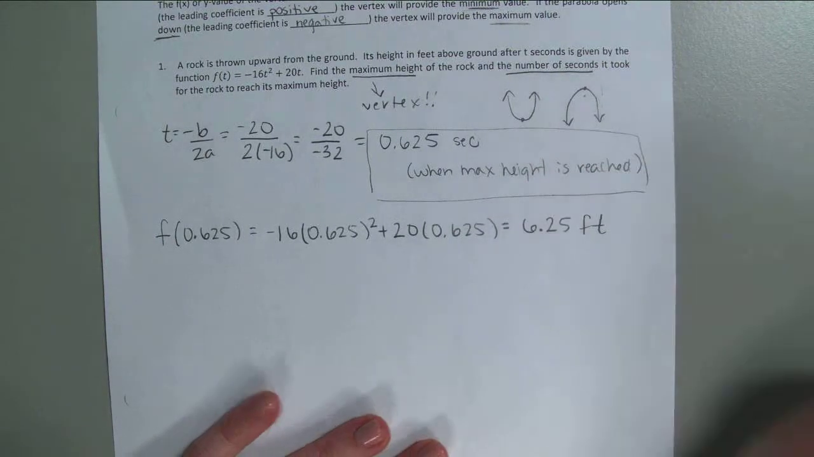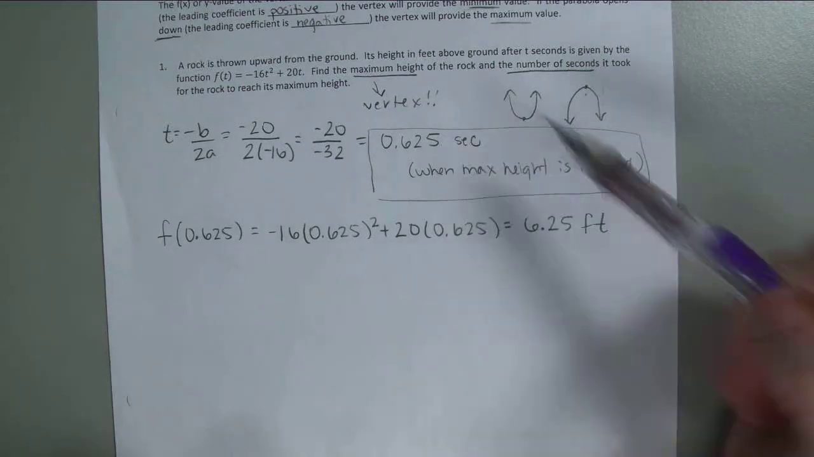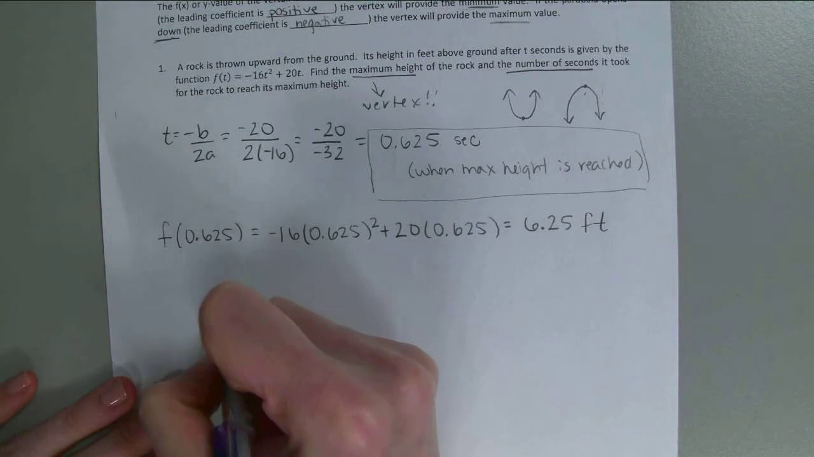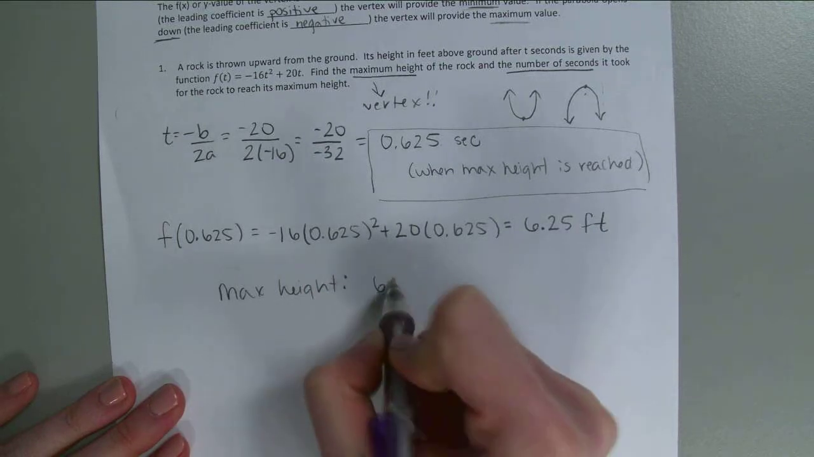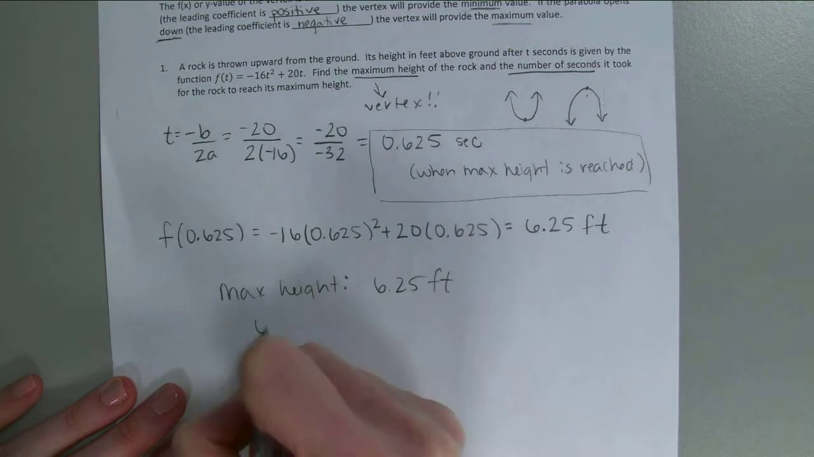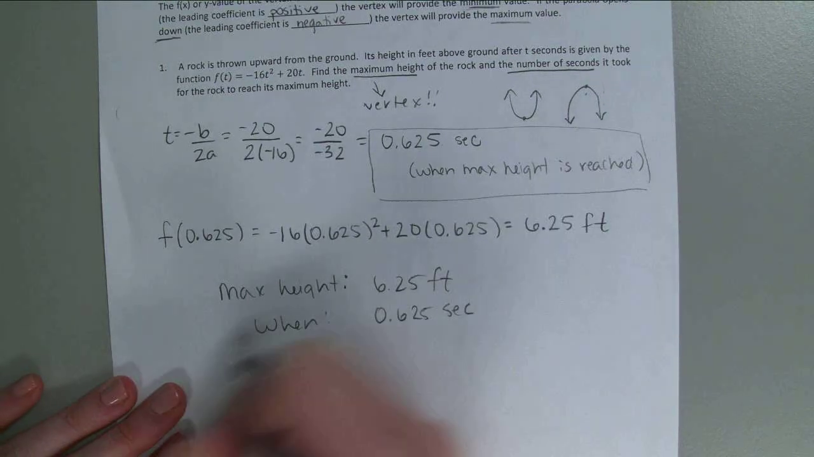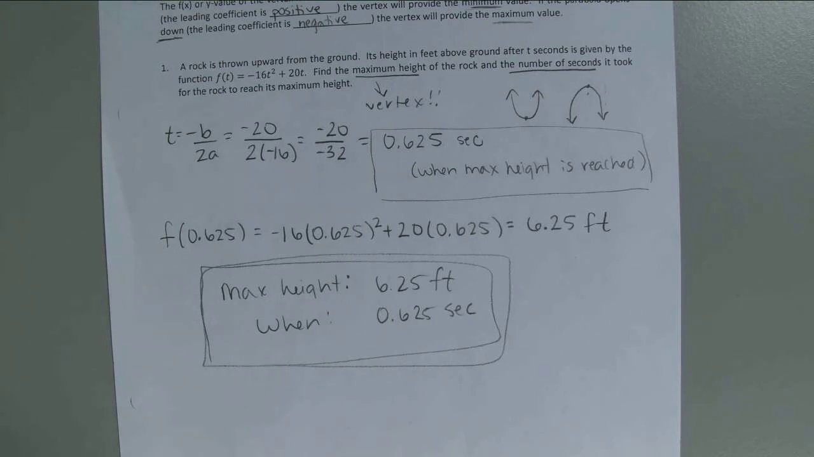So I'm like, did my 2-year-old throw this rock? Like, it didn't go very high, right? So it's not even in the air for a second, and it only reaches a max height of 6.25 feet. So how does it answer this? Your maximum height is actually that value, 6.25 feet. When, though? After 0.625 seconds. Okay? So how you get your maximum is always your x. What the maximum or minimum is, is always your y.